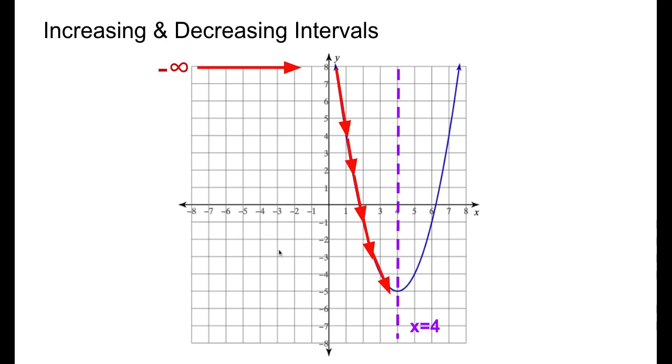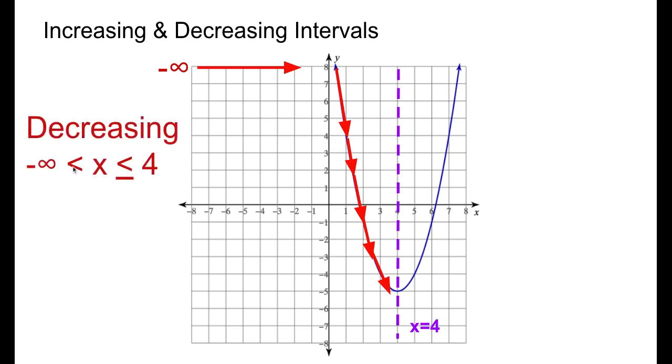We write that as an inequality to represent that interval, where negative infinity is less than x, which is less than or equal to 4. And again, that's our decreasing interval because our graph is moving downwards as it goes from left to right.